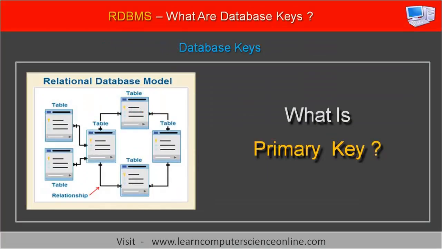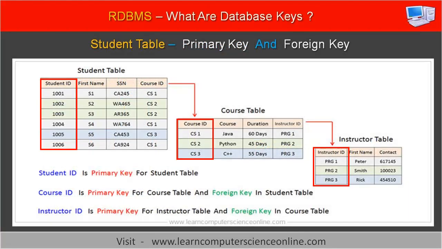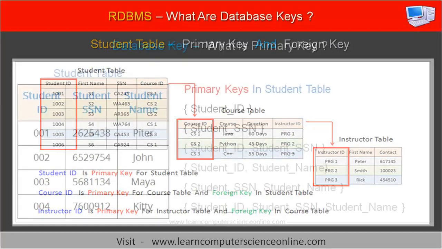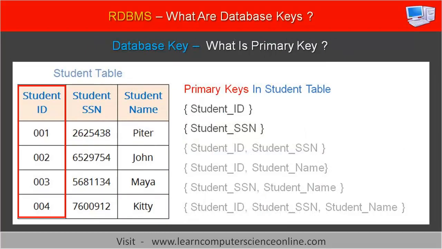Let us now understand the concept of primary key with one simple example. The term primary key is defined as a database key that is finally selected by the database designer as a primary key. Each table can have only one primary key. Now, we have 2 candidate keys options. That is student ID and student SSN as a candidate key option.